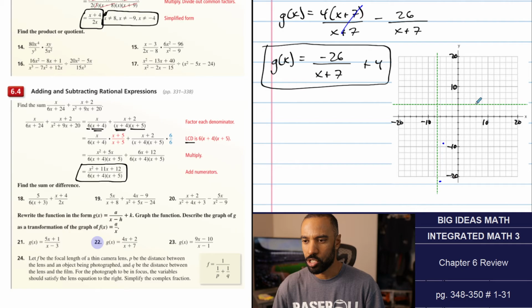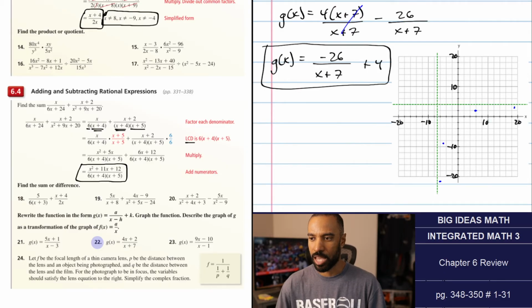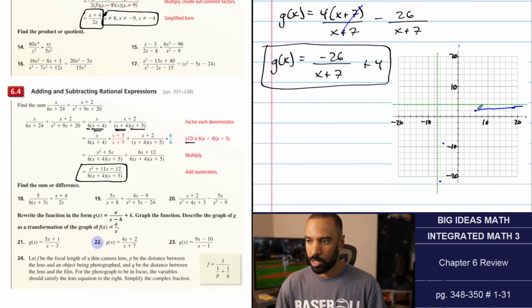And then I can go 13 over from negative 7 to be positive 6. 2, 4, 6. And 2 down from 4 is 2. And then I can go 26 over from negative 7 to be 19, like right here. And I can go 1 down like that. So those are a couple points that I can plot on this side of it. A lot more than I can plot on the other side. The other side I'm only going to be able to do the 13 and the 2. But this still works as my curve for this thing.